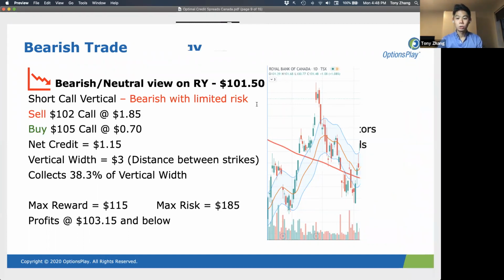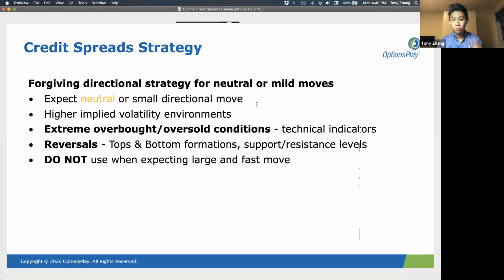Perfect. Okay, so now let's talk a little bit. Let's first of all review the strategy itself. Again, it's what we call a very forgiving directional strategy. And you can use it when you have a neutral or a mild directional view. So if you think the stock's going to reverse, or if you think the stock's going to stay put, even if you think the stock's going to move just a little bit against you, you can use this strategy because it's a very forgiving strategy.